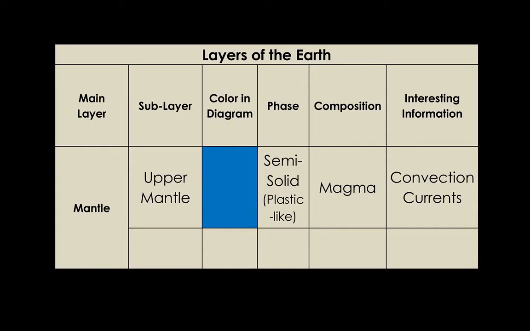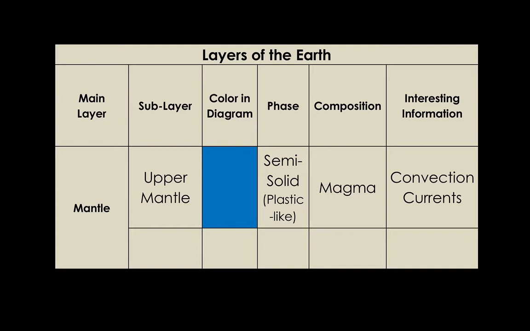All right, back to the notes on page 5. Now we're going to look at the mantle, which is the middle of the 3 main layers. And then you'll notice that we have 2 sublayers in the mantle. So we have the upper mantle and the lower mantle. Let's talk about the upper mantle first. I'm going to use blue. You use whatever color you want to represent the upper mantle.